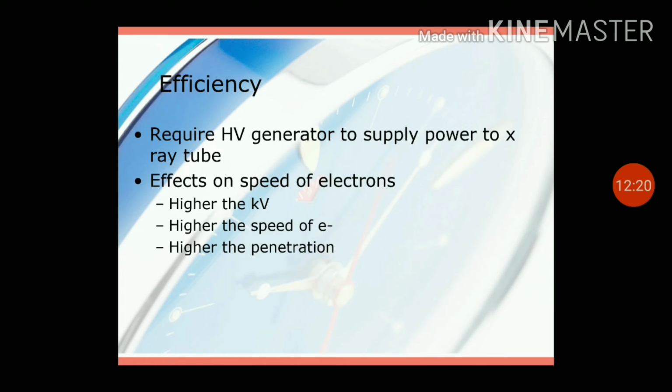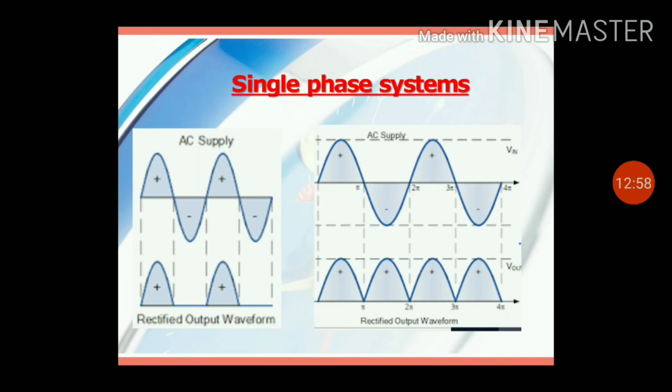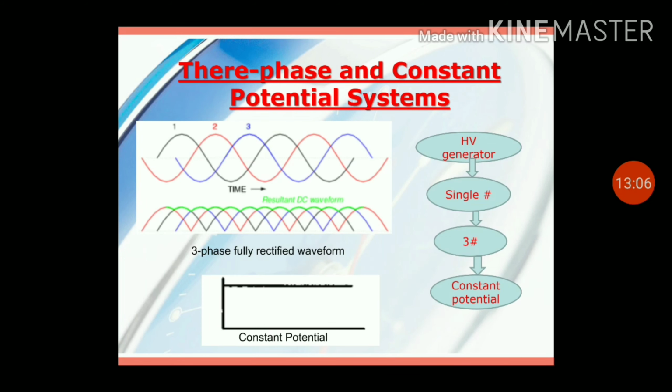X-ray units require high voltage generators to supply the necessary power to an X-ray tube. A high voltage or potential needs to be maintained between the cathode and anode in the X-ray tube, which affects the speed of electrons. The higher the kVp, the higher the speed of electrons, and then the penetration power of the X radiation will be higher. Three-phase and constant potential systems solve the problem of voltage rippling by delivering a continuous and uninterrupted voltage.